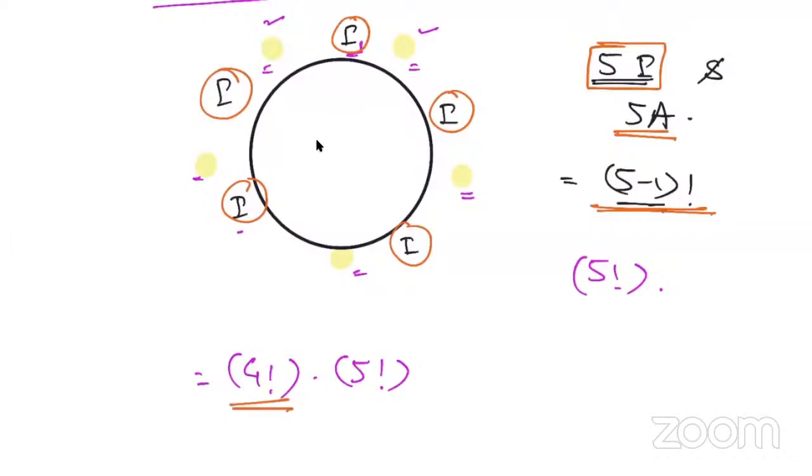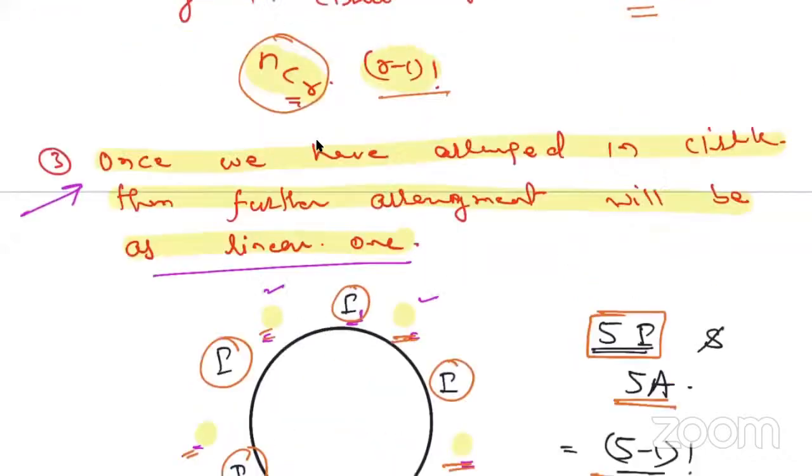But once we have arranged them in a circular way, we now have the specific position of all the 5 seats. So this will work as a linear arrangement. In this case, Americans can sit there in factorial 5 ways. So 4 factorial into 5 factorial for this case, right? This is the third one.